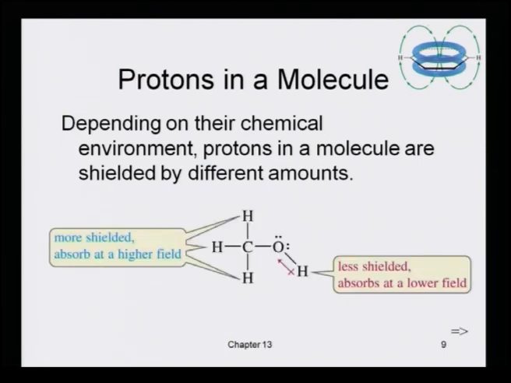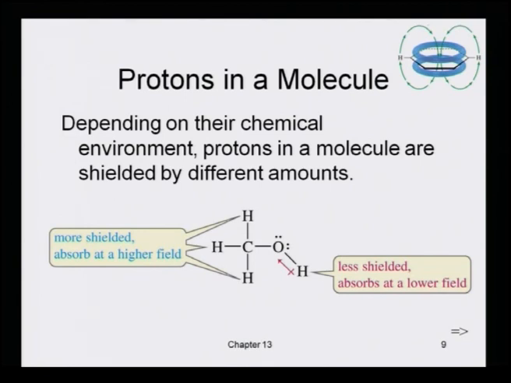So, therefore, more shielded protons absorb at higher field, obviously, because they are experiencing, as I told you, that electronic shielding, which will push them to absorb at a higher frequency of the radio energy. And therefore, the more such shielding, the higher will be the frequency.